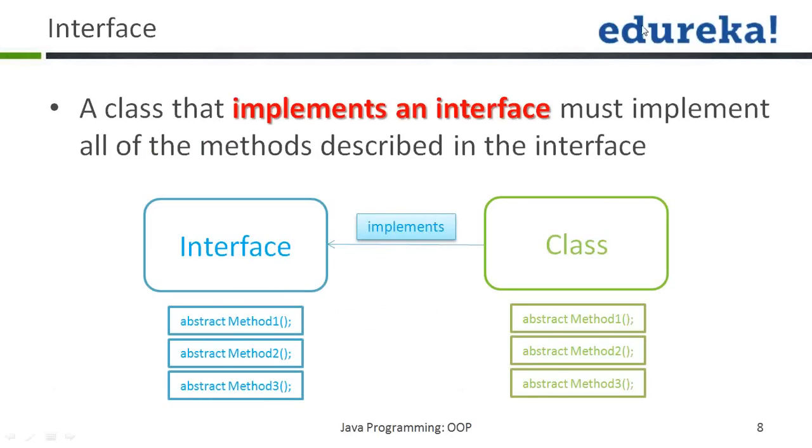Now, a class that implements an interface. There is a difference. Even the keyword that is used to use an interface is different. For using an interface, you'll have to use the implements keyword. So you've got an interface that has got 3 abstract methods right here. Now this is a class. It wants to use this interface. So what it does, it implements this interface.